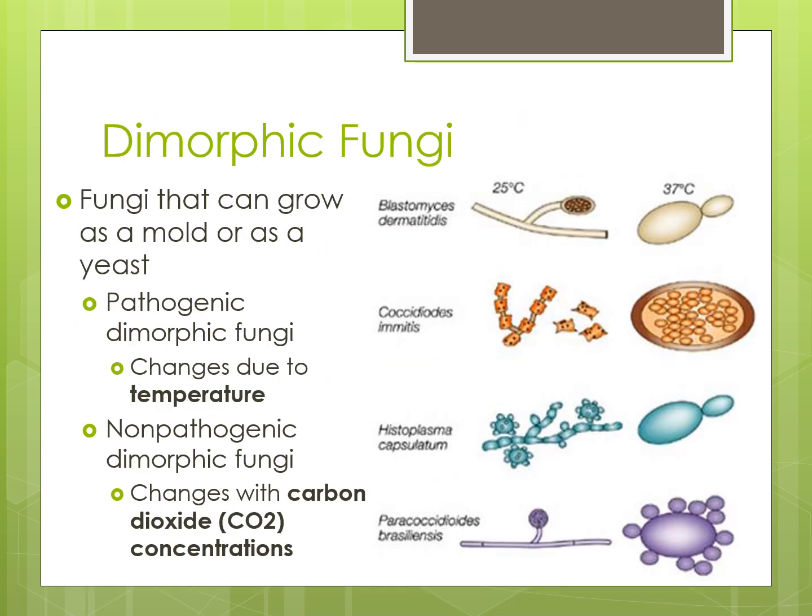All right, moving on to dimorphic fungi. Let's look at that first word and break it down. Di meaning two, and morphic meaning shape or form. So we're saying that these fungi have 2 forms. This is fungi that can grow as a mold or a yeast. This is that 2-form process, all right, so dimorphic.